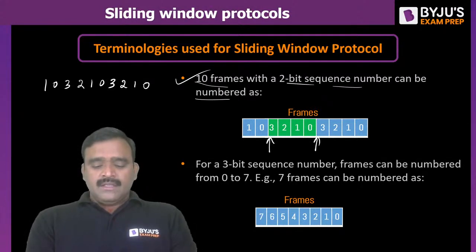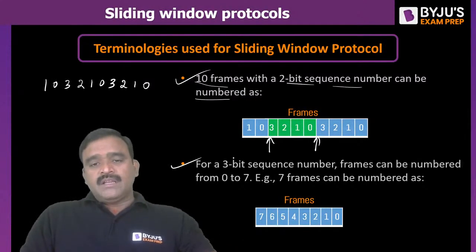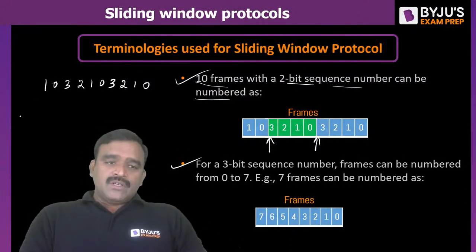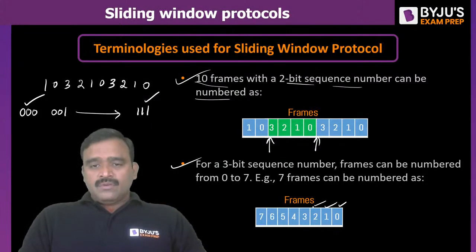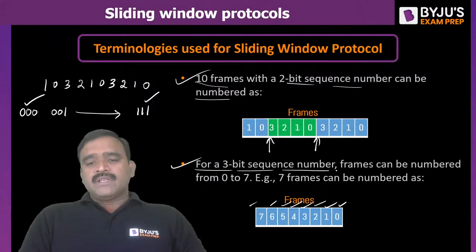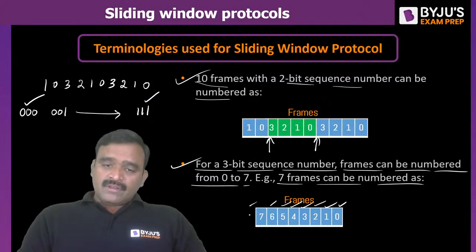Fine. Now let us suppose you have a 3-bit sequence number. Using the 3 bits we can have numbers from 0, 0, 0 to 1, 1, 1. So the minimum number is 0, the maximum number is 7. So 0 to 7, we can have numbering like this: 0, 1, 2, 3, 4, 5, 6, 7. That is for a 3-bit sequence number. Frames can be numbered from 0 to 7. Example, 7 frames are numbered like this. If you have 10 frames, after 7 again 0, 1, 2, 3 like this it will continue.